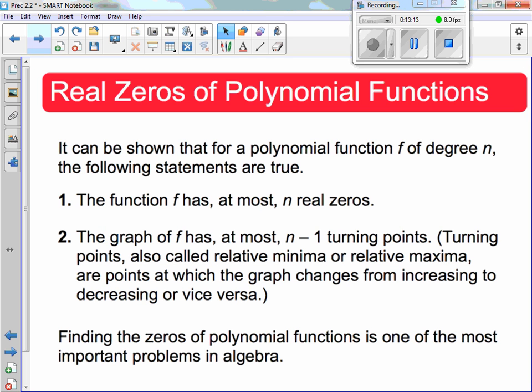Zeros. It can be shown for a polynomial function f of degree n, the following statements are true. The function f has at most n real zeros, where n is the degree. So if we have a degree 2, how many real zeros do we have? 2. If it's degree 5, we have 5. Now it says at most n real zeros, yes? So this is how many it could have. Doesn't mean it's how many it will have, yes?